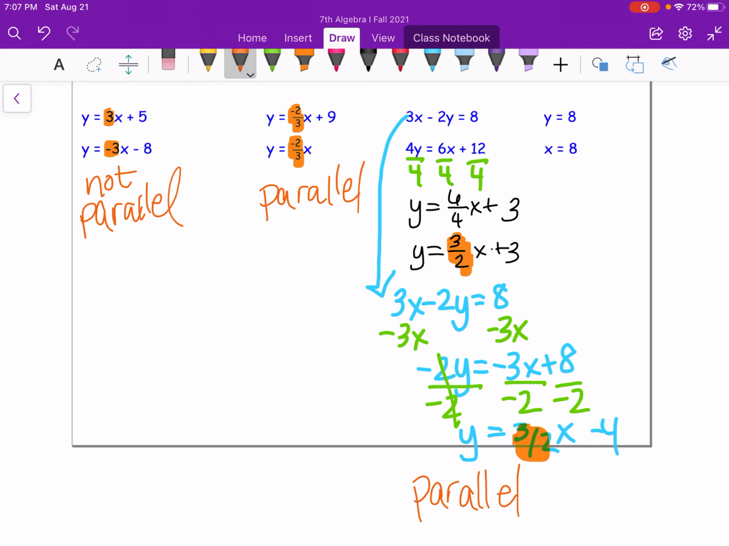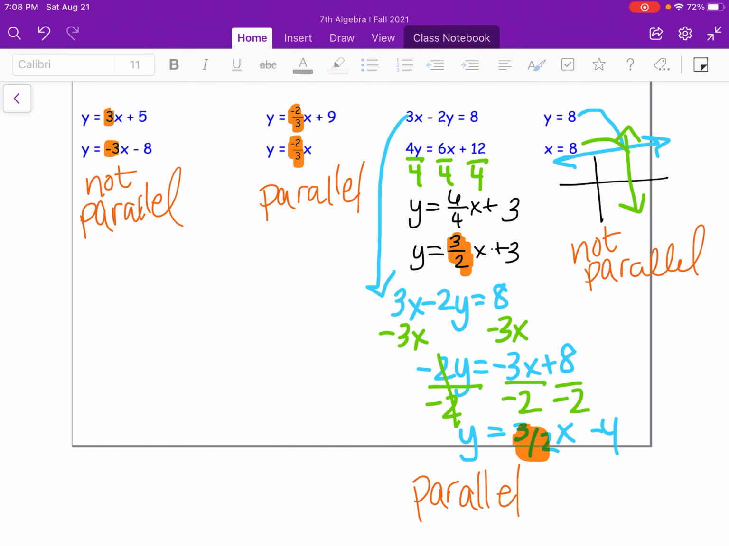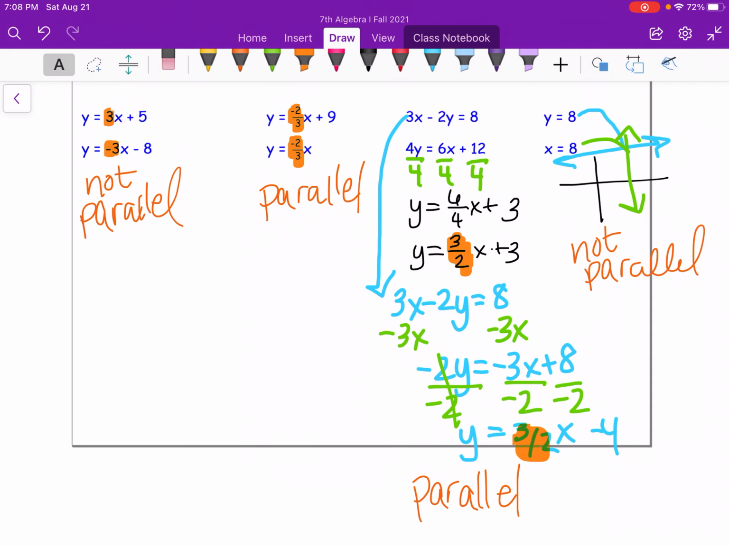This last set, y equals 8 and x equals 8, we just went through what those slopes are. But as a reminder, if I were to draw this, y equals 8 would be something like this, a horizontal line at 8. And x equals 8 would be a vertical line. So just by looking at this, these are not parallel. But one has a slope of undefined and one has a slope of 0. So that should also give you an idea.